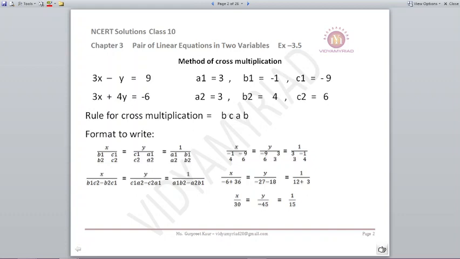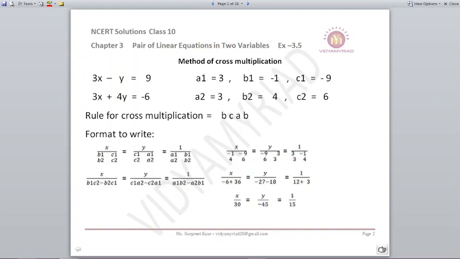So what will come under x? BC. So write B values and C values, that is minus 1, 4, minus 9, 6. In the same way for y we have CA, so write down the values of CA, that is minus 9, 6, 3 and 3. And in the same way 1 represents AB. So A1 is 3, A2 is again 3, B1 is minus 1 and B2 is 4. Cross multiply and then we will equate.